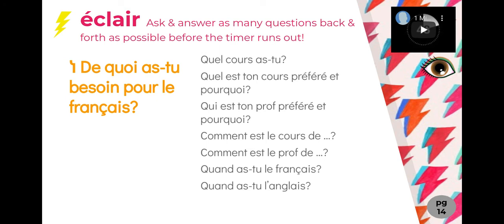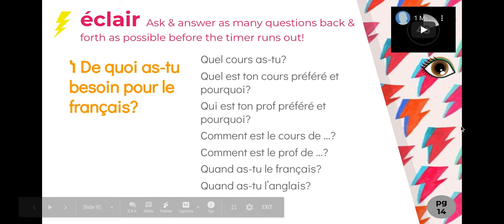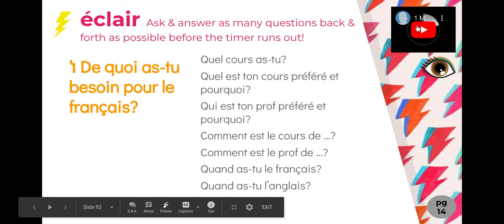So go ahead, turn and face your eyeball partner. If you don't have one, find one. We're both going to ask, de quoi as-tu besoin pour le français? You're both going to answer. So asking back and forth. Don't forget your required question comes first.